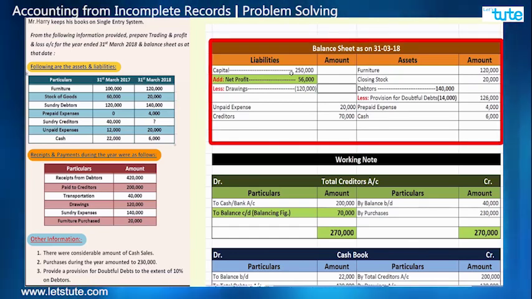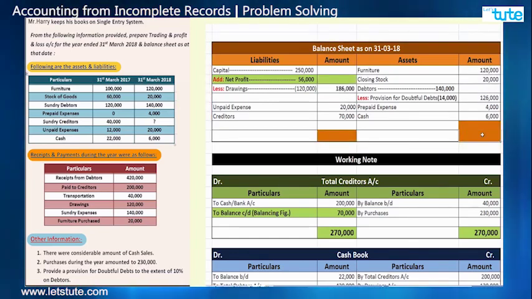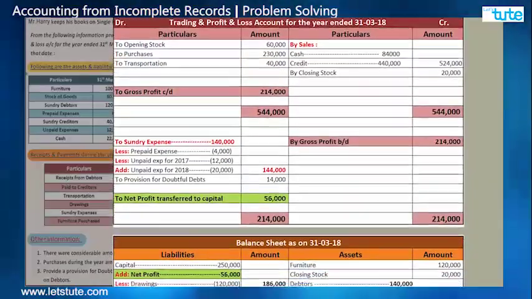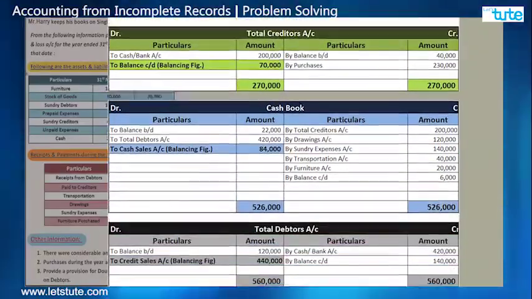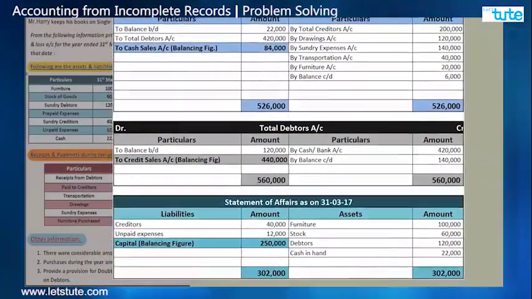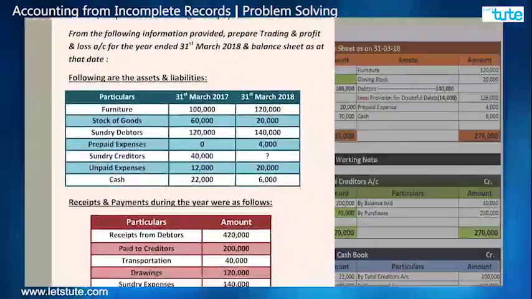So now we do the totals. Yes, it's tallied. Thus we have prepared the financial statements for our friend Harry. We have given him a true and fair view of the financial statements according to the information we had.